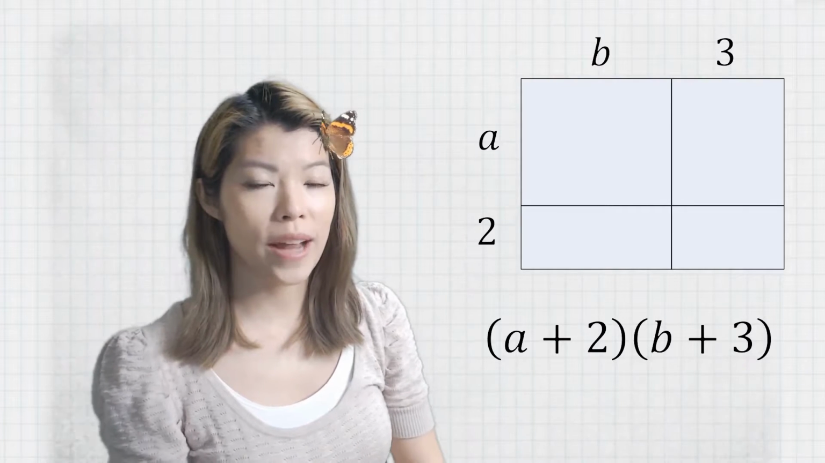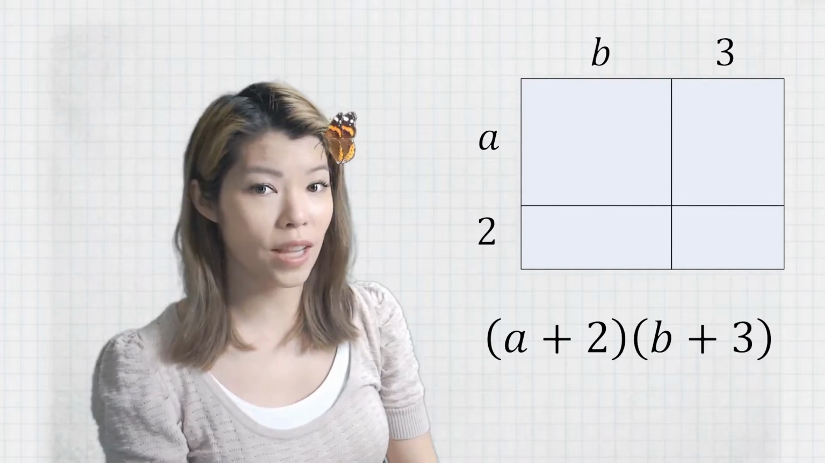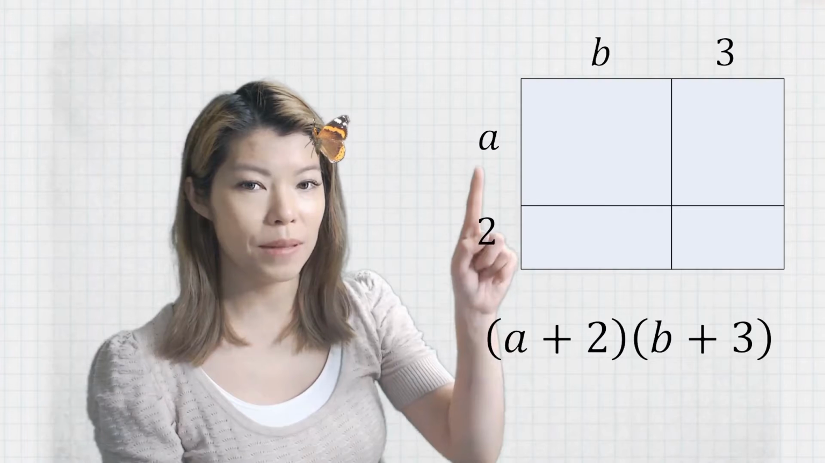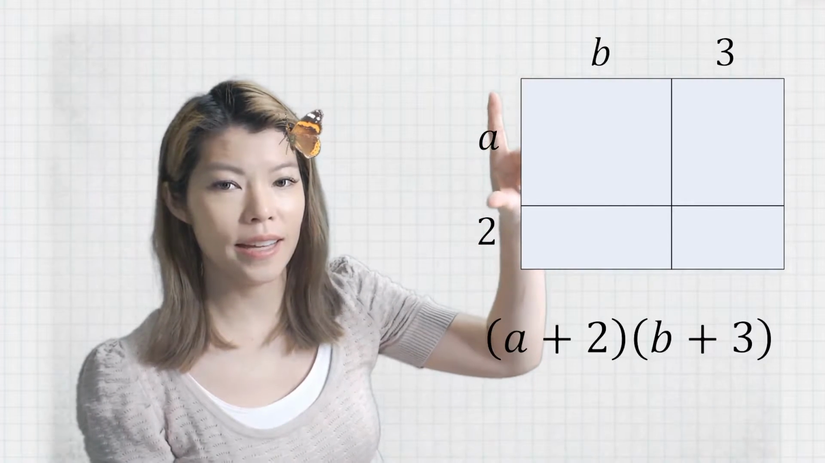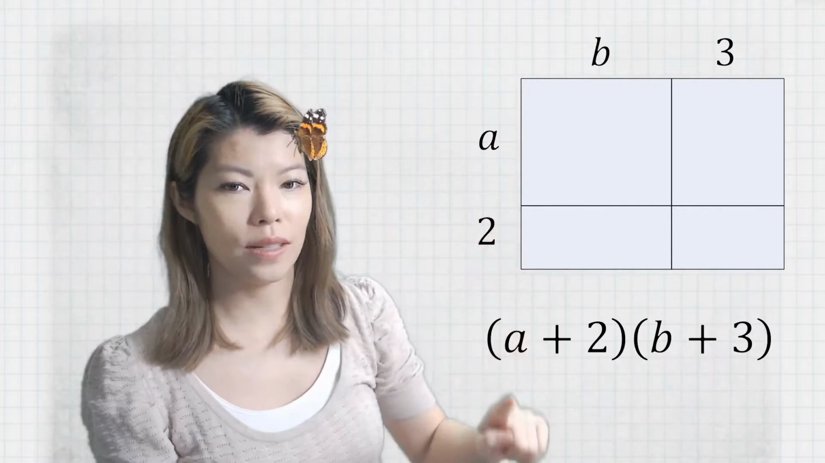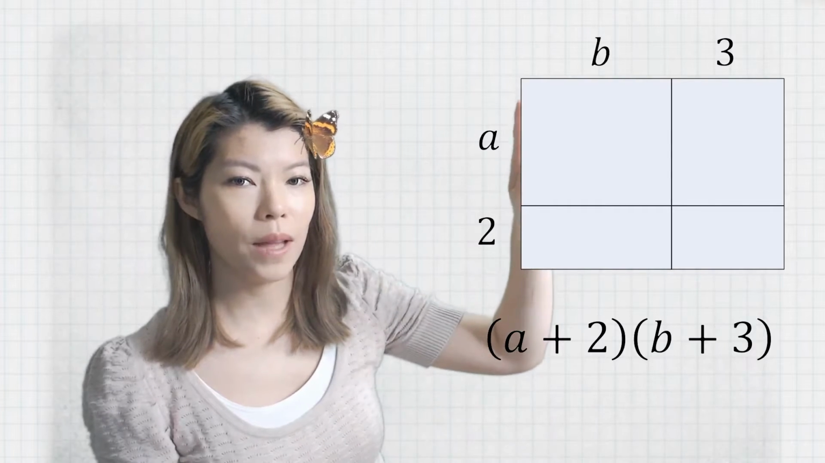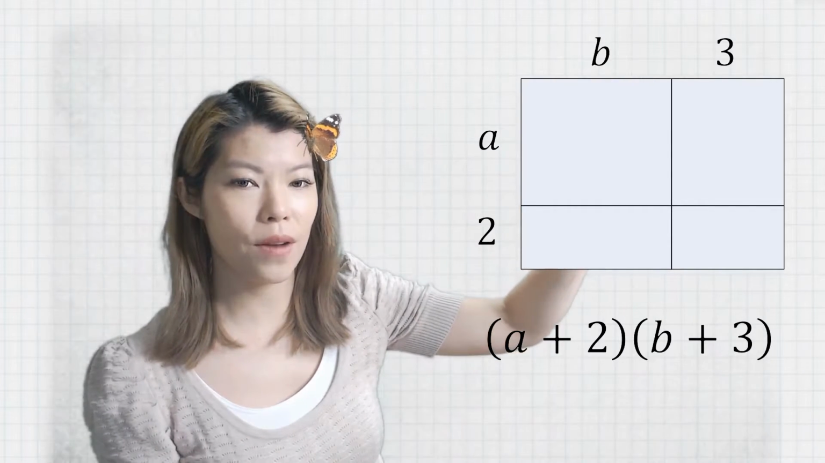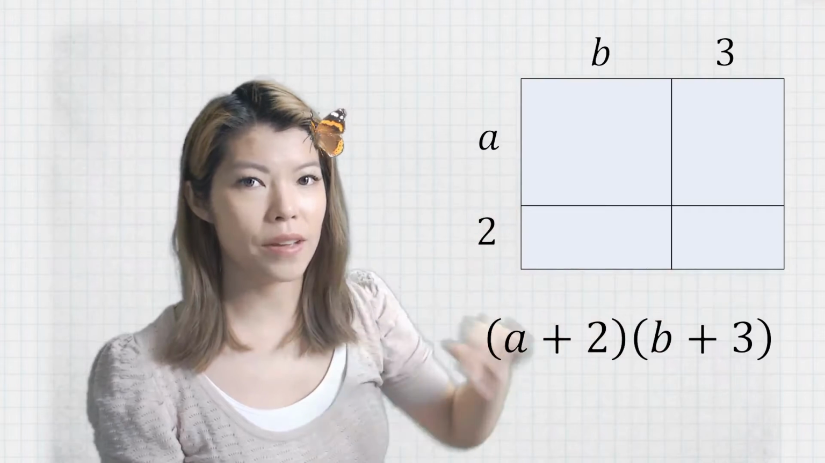Sometimes we have two brackets next to each other. Let's visualize this. So here we have a plus 2, so this section here is a and this section is 2. This will be a plus 2. And when you multiply a plus 2 by b plus 3, you would get this rectangular shape.